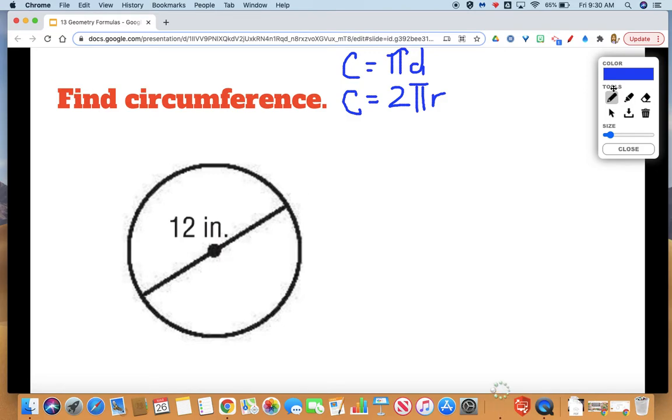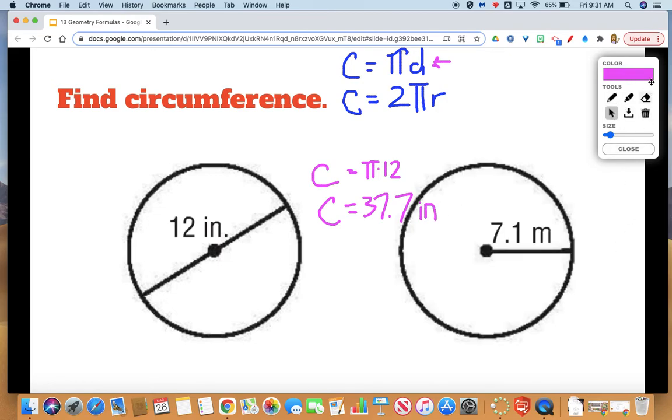So let's look at our first circle. We were given the distance all the way across the diameter, so let's use this top formula. All we need to do is plug in 12 inches where that d is in our formula. So c equals pi times 12. On my calculator, I'm going to use the pi button so I get as accurate of an answer as possible. When I plug in pi times 12, my circumference is totaling 37.699 and the decimal continues on, so I'm just going to round that to 37.7 inches.